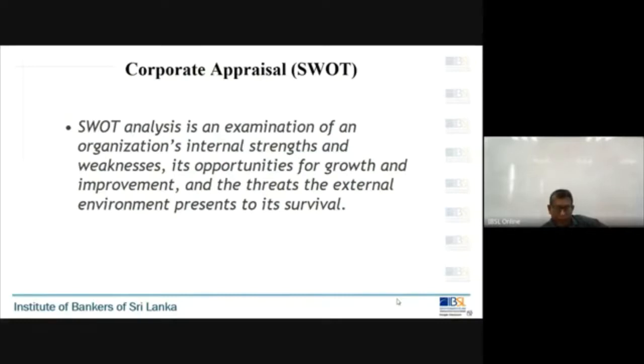So, it is an examination of an organization's internal strengths and weaknesses, as well as what opportunities are available in the environment, how we can use these opportunities for growth of the organization, and identify the threats of our external environment which present a threat to our survival.